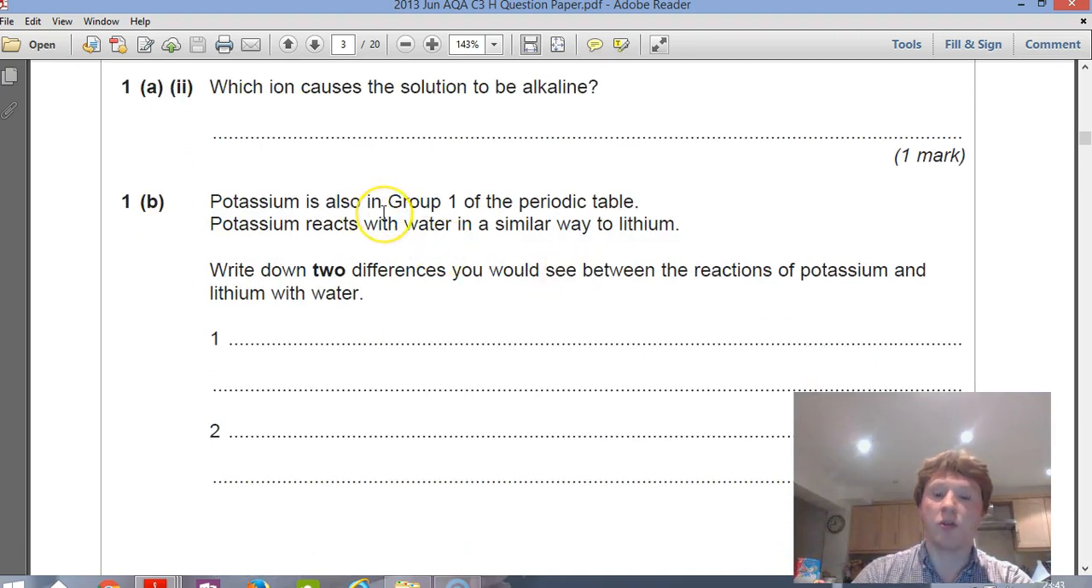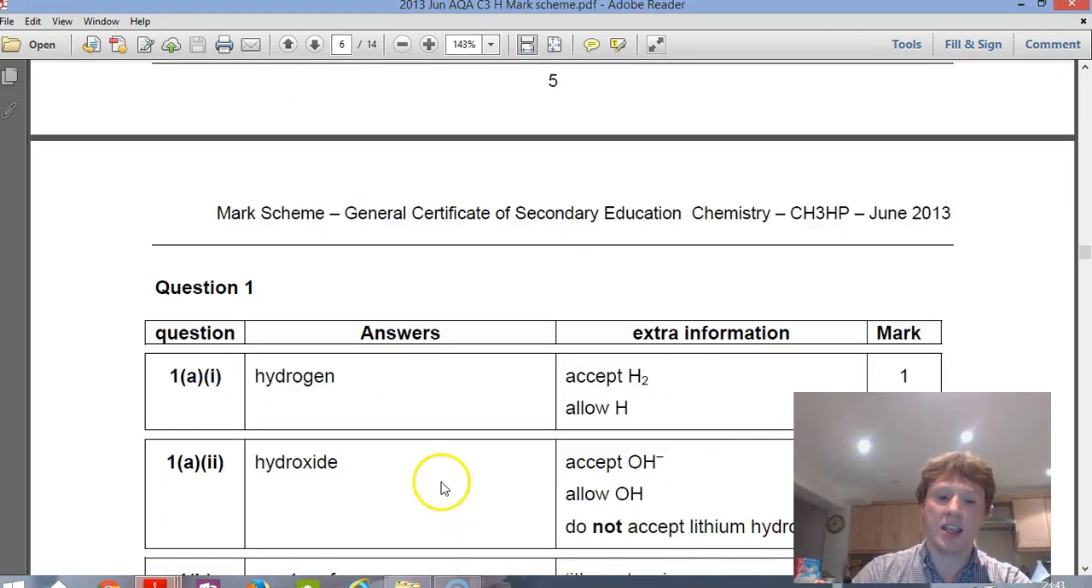Right, question 1b. Potassium is also in group 1 of the periodic table. Potassium reacts with water in a similar way to lithium. Write down 2 differences you would see between the reactions of potassium and lithium with water. So for this, you look on your periodic table, you will see that potassium is lower than lithium on the periodic table. So then you need to know the trend. As you go down group 1, what happens? That's part of the answer. So have a go.